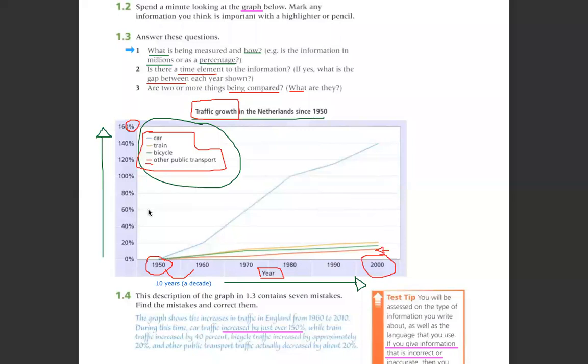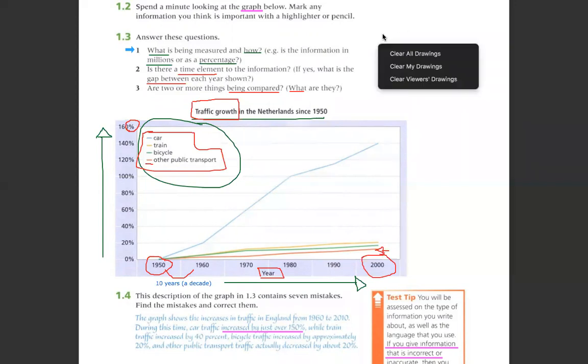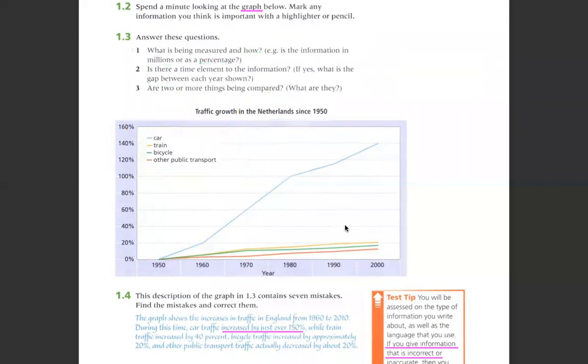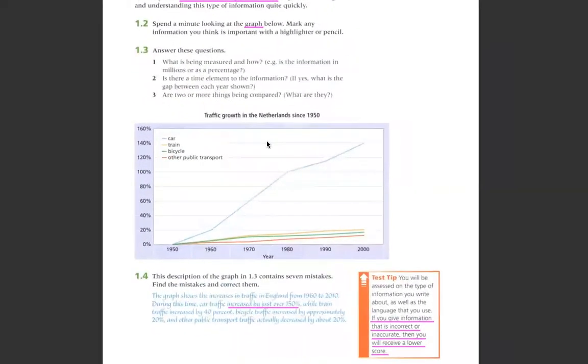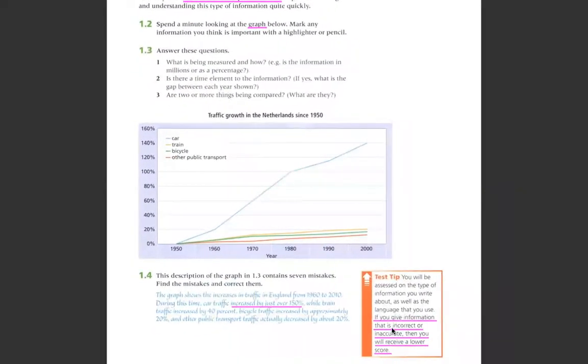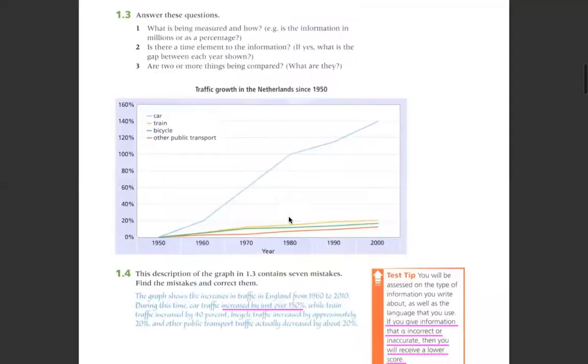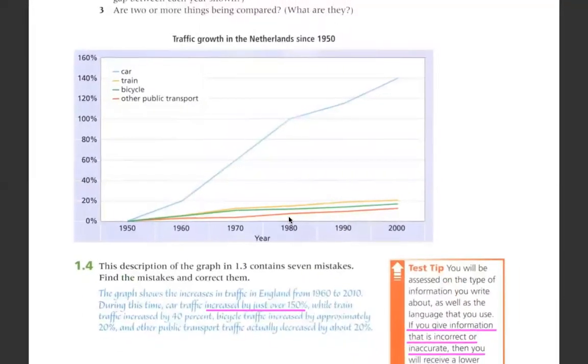So this is how you analyze the graph. Have a look at the title, both of the sides, what are they being measured, is there a time element, and what is being compared. Okay, now that you know what the graph is about, you can start to write about it. Being accurate about the graph is really important. All right, so if the information that you give is not accurate, then you'll receive a lower score. So you have to analyze it carefully and only give accurate information.